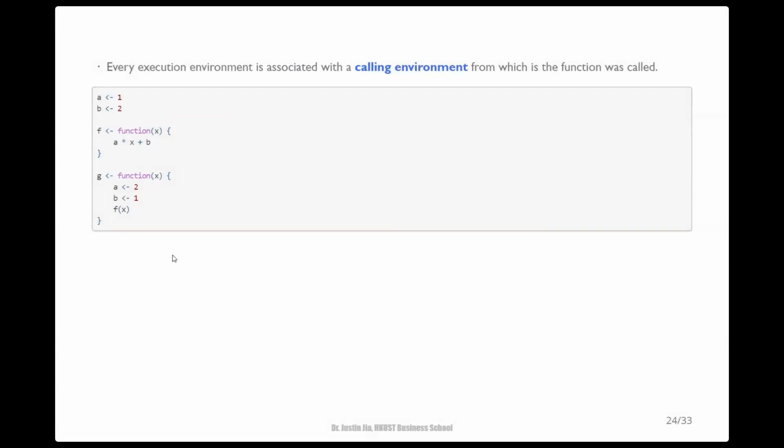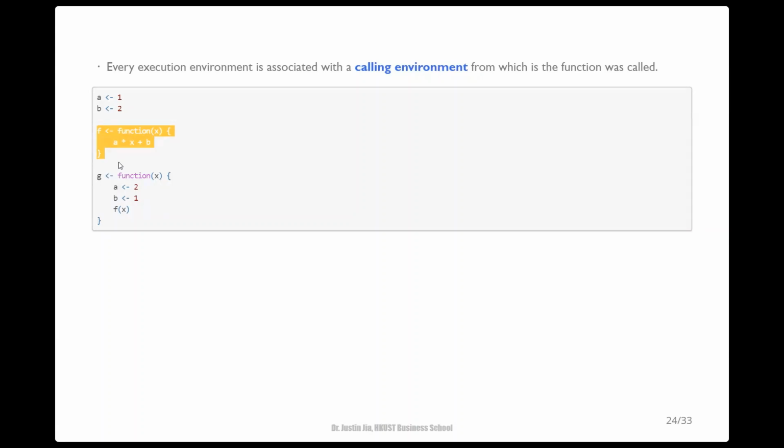And every execution environment is associated with a calling environment. It is the environment from which the function was called. Relating this back to our motivating example, we can find the execution environment of G is a calling environment of F, since function F is called within the body of function G. And applying the concepts we just learned, you can find that because function F is defined in the current environment, its enclosing environment is the current environment.